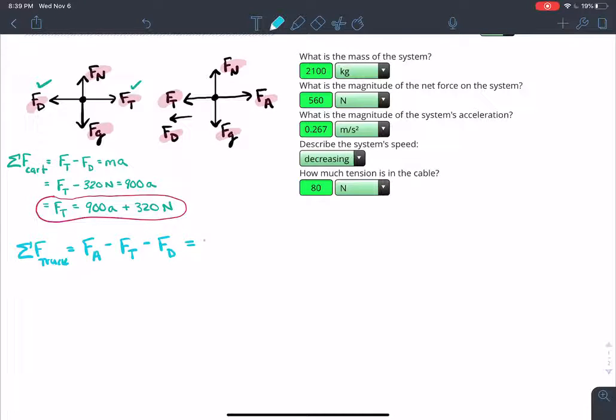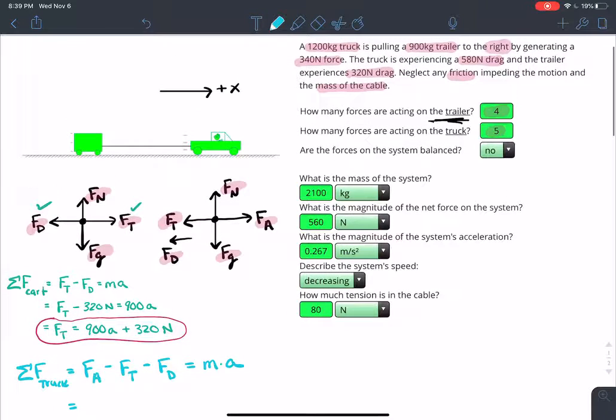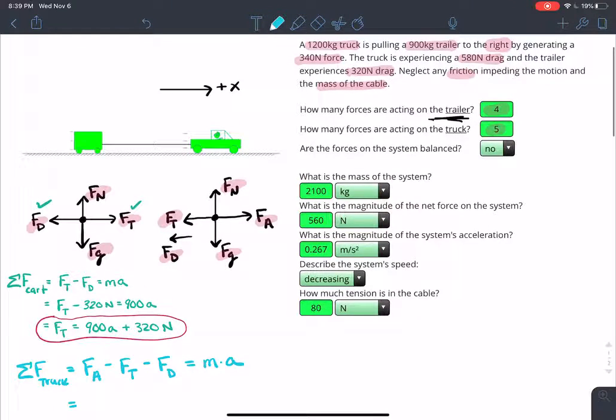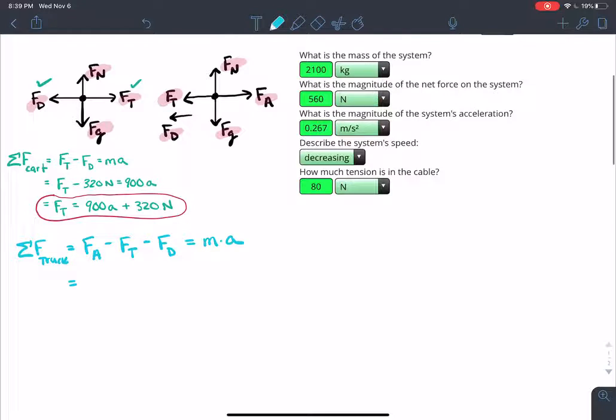And all of that is equal to mass times acceleration. Okay, we'll then go through and plug in some numbers. We are told that the truck is 1,200 kilograms. It has 340 newtons of force applied and 580 newtons of drag. So let's see if I can keep that in my memory. We are told that it's, nope, I already forgot.